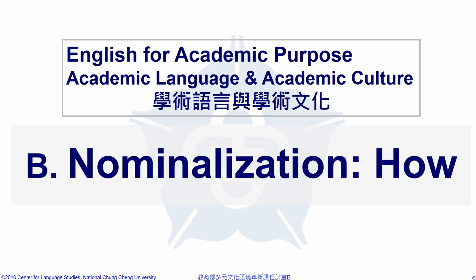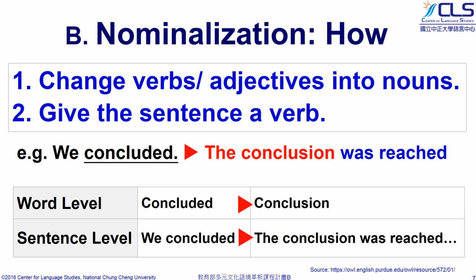Let's move on to how to use nominalization in writing. To create nominalized expressions, we need to first change the verbs or adjectives into nouns. Then we need to add a verb to the sentence. In this part, we'll do some practices on how to create nominalized expressions from the word level and the sentence level. Let's start from the word level.